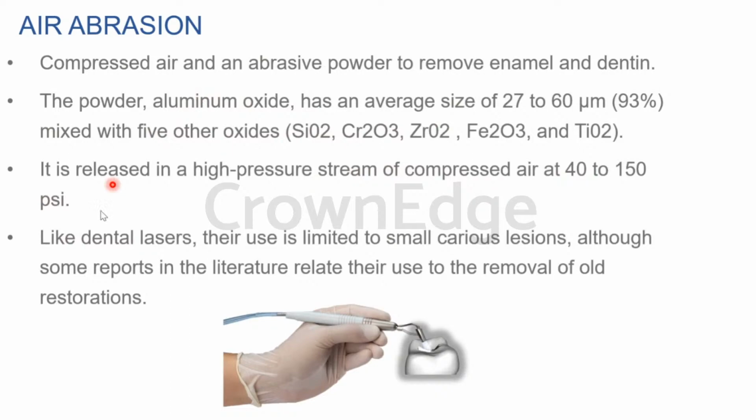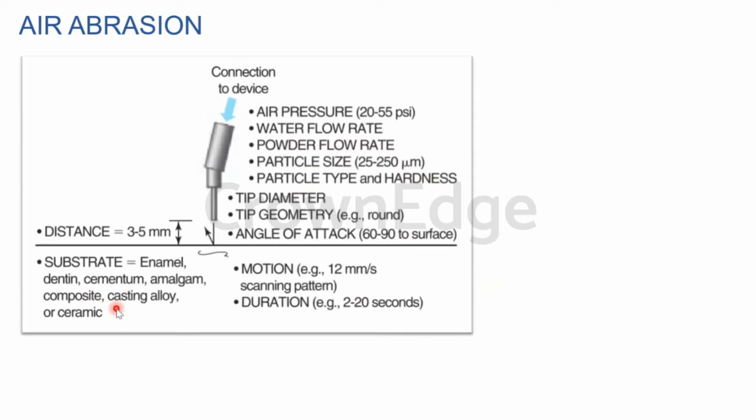So like dental lasers, their use is limited. It can only be used in small caries lesions, but you can also use this to remove any old restorations. Old amalgam, old composite, and old glass ionomer cements can be removed. Even cast metal alloys can be polished using air abrasive agents. So these are the various factors which affect air abrasion.